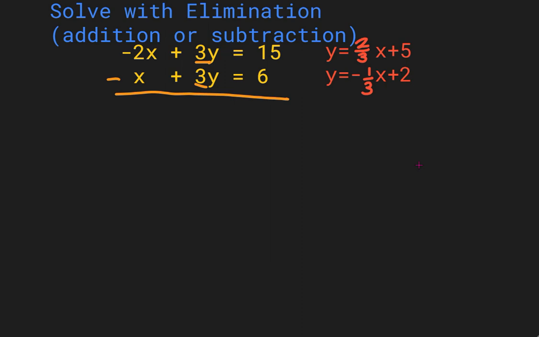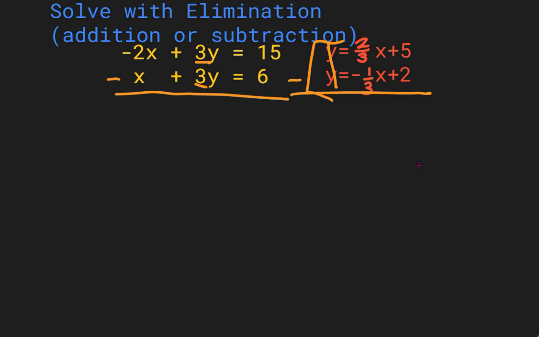Now, what if these problems were given to us in slope-intercept form? Could we still do elimination? And yeah, we totally could. Everything's lined up. My y's are lined up, my equal signs, my x's, my constants, they're all lined up nice and neat. I could just go ahead and subtract these like this. My y's would cancel out.